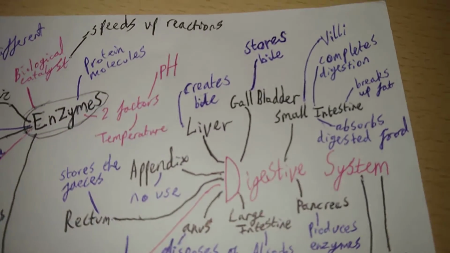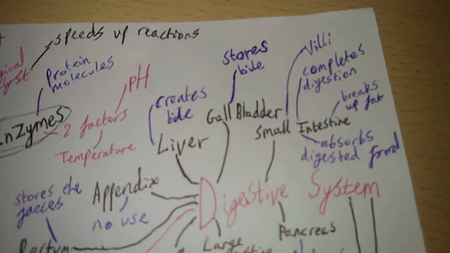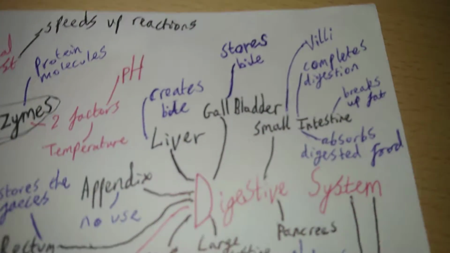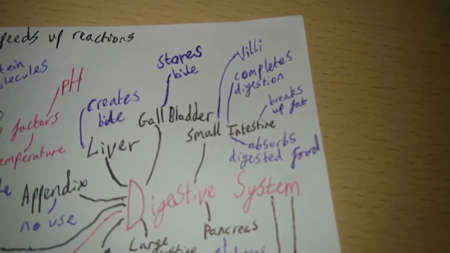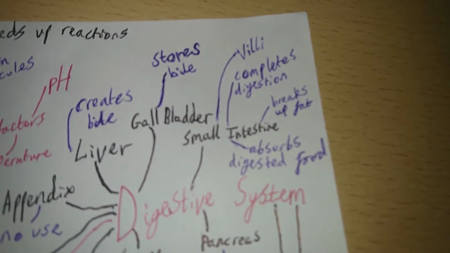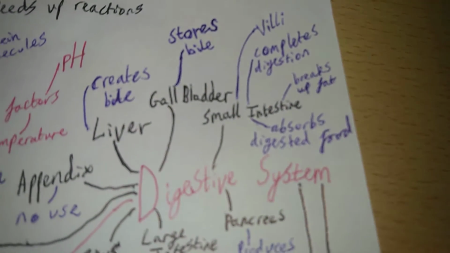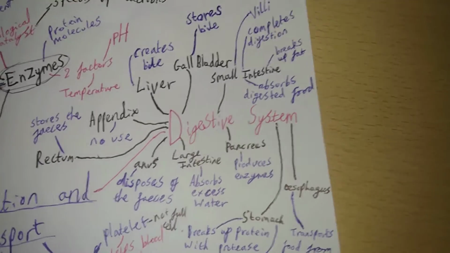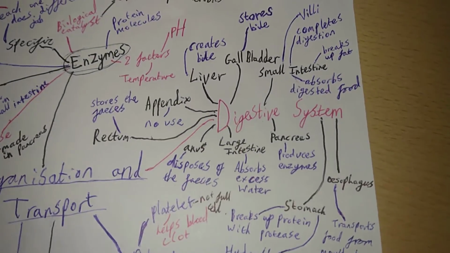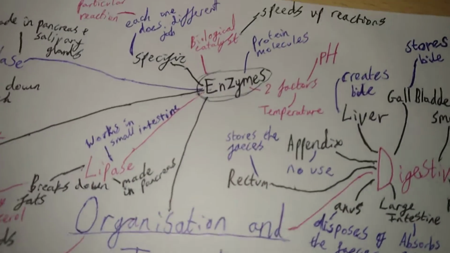The liver creates bile. The gallbladder stores bile. The small intestine contains villi and completes digestion. It also breaks up fat in there and absorbs digested food. So the small intestine does quite a few things, to be honest. And that's that part. And then there's these things called enzymes.